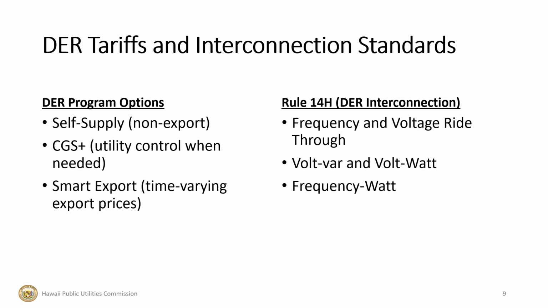One we refer to as self-supply. This is a non-export program for customers that would like to have a streamlined path to interconnect, and in exchange, they agree to not export back onto the grid. So these are systems that are designed to offset on-site energy needs with customer generation. And you can do that in a number of ways. That could be managing your load to align with the available generation, or it could involve energy storage to help with that as well.